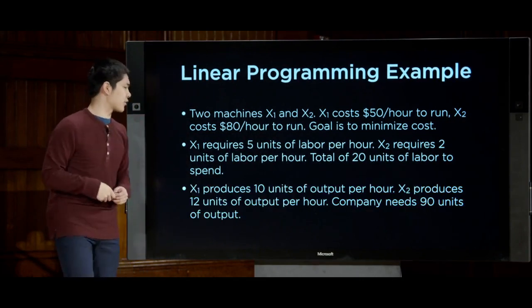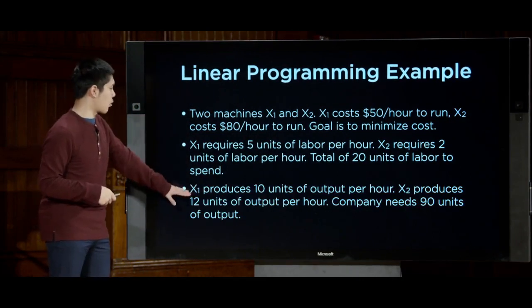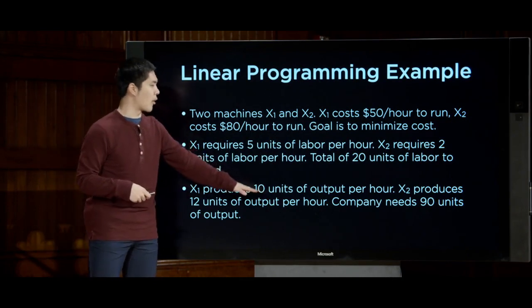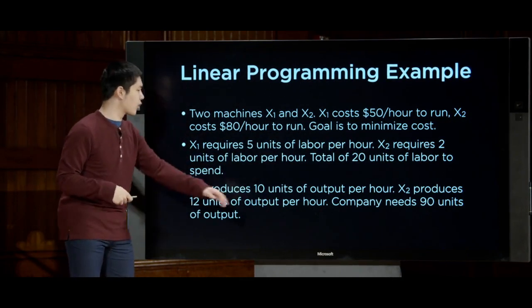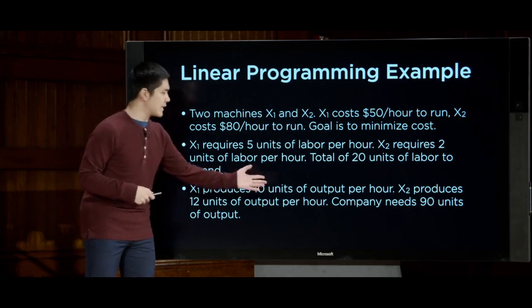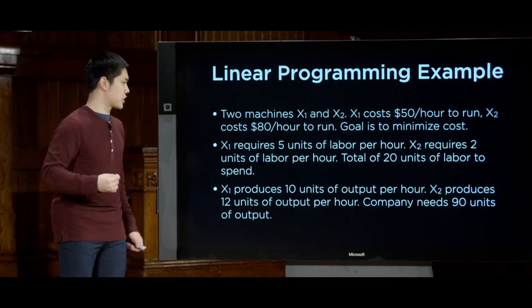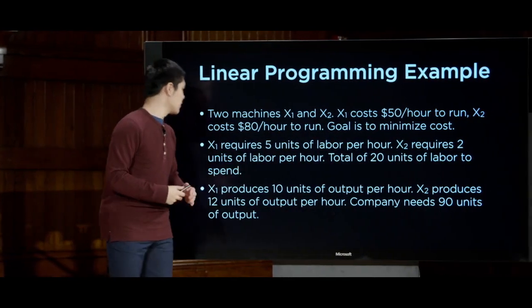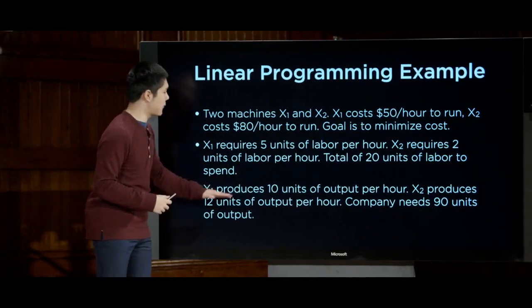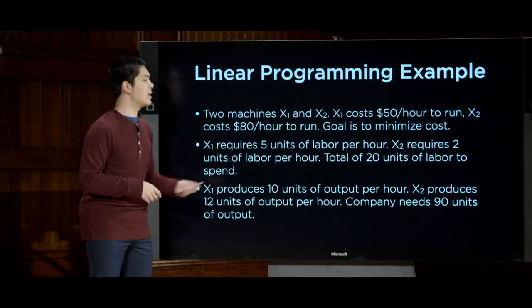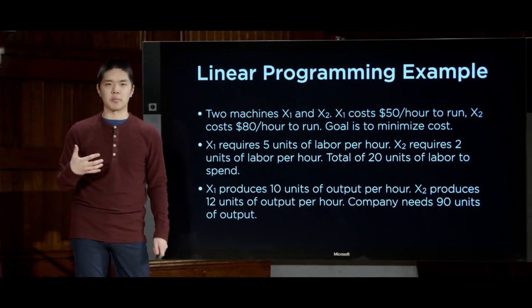And we might also have a constraint like this that tells us x1 is going to produce 10 units of output per hour, x2 is going to produce 12 units of output per hour, and the company needs 90 units of output. So we have some goal, something we need to achieve. We need to achieve 90 units of output, but there are some constraints that x1 can only produce 10 units of output per hour, x2 produces 12 units of output per hour.